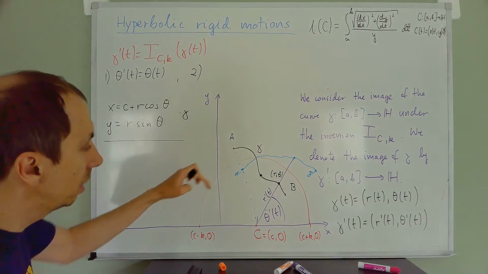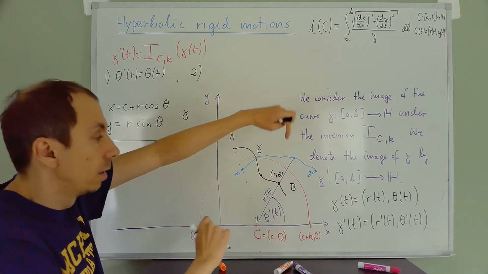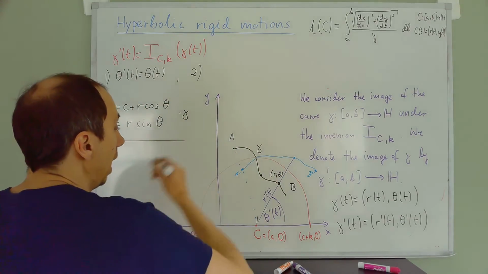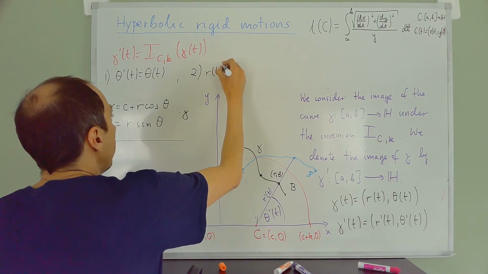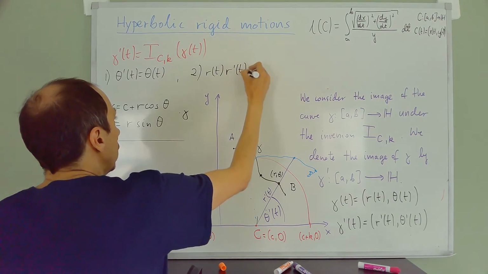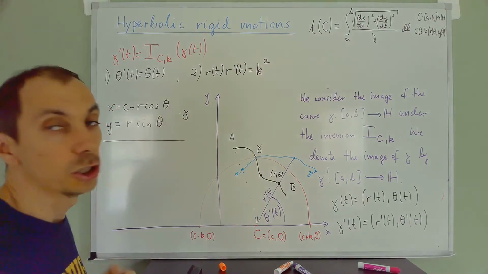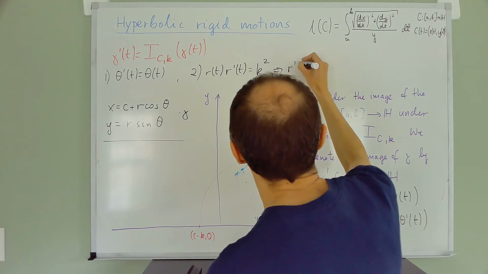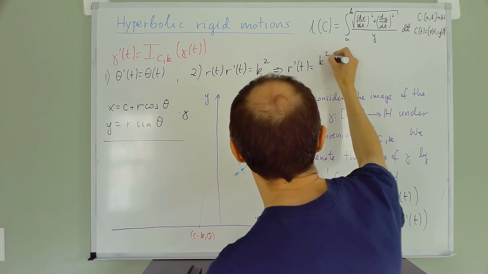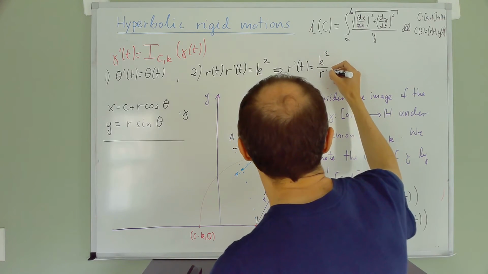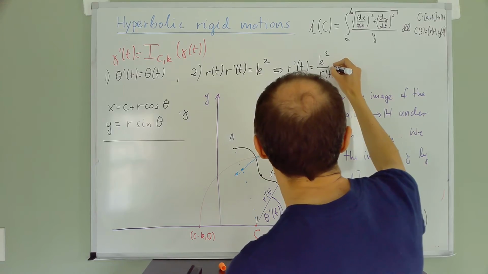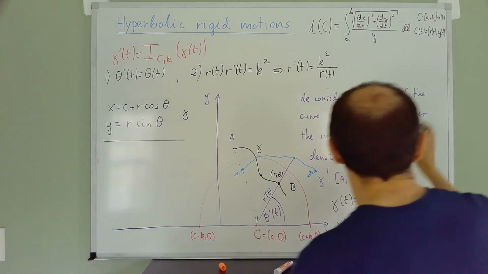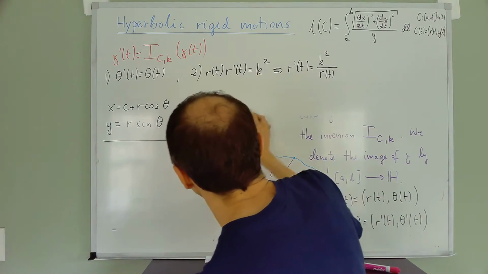And two, what about the coordinate r? Well, this point is the image under the inversion of that point. So I have that r of t times r prime of t is k squared by definition of an inversion. So that means I get that r prime of t is equal to k squared over r of t. Okay, and I'm not really going to need this picture anymore, so let's get rid of it.